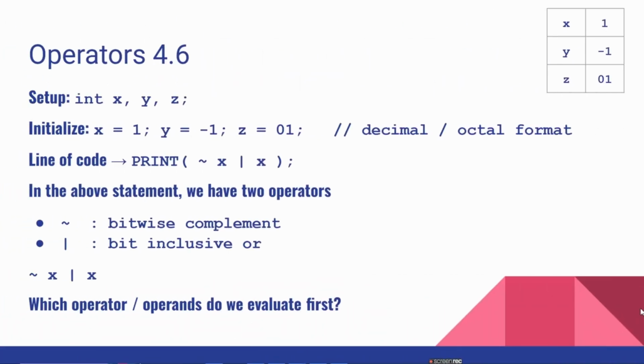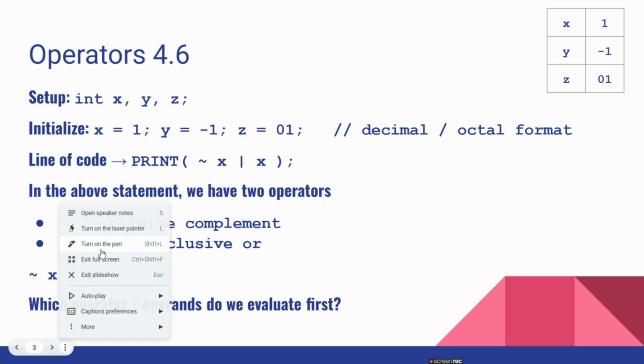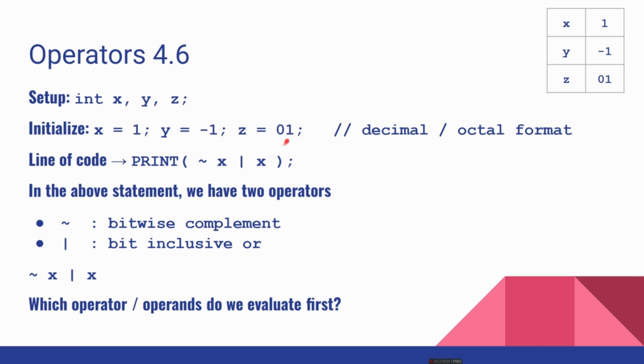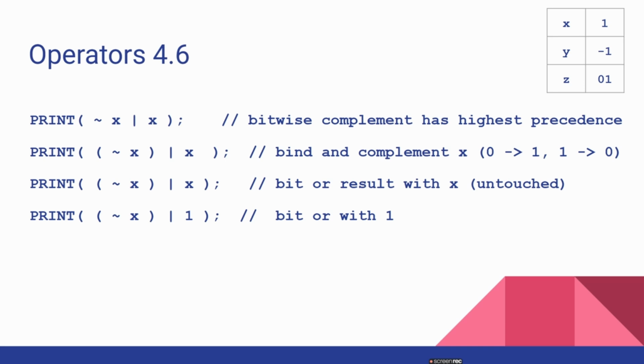Alright, welcome back. We are here with operators 4.6 on the explanation. Once again, we have our setup with three integers, x, y, and z. We've initialized their values to 1, -1, and 1 respectively, with x and y in decimal format and z in octal format. We're trying to evaluate the print macro puzzle: bitwise complement x, bitwise inclusive OR with x. We have two operators here, the complement and the inclusive OR, and we're trying to evaluate which one to execute first in terms of operator precedence.